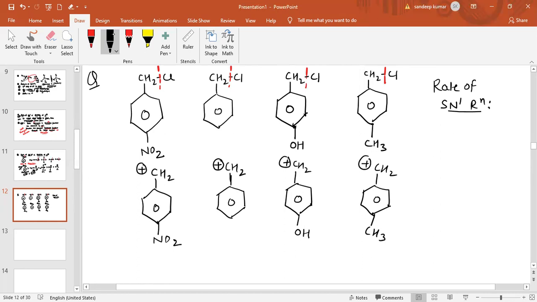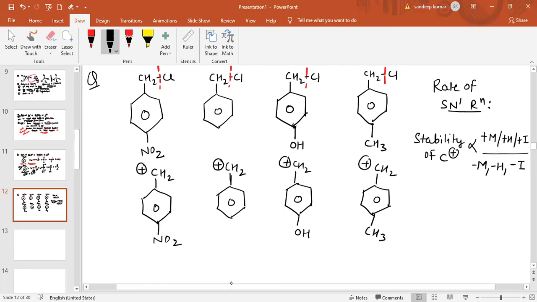Now identify each and every group. We know the stability of carbocation is directly proportional to plus M group, plus H group, and plus I group, while the stability of carbocation is inversely proportional to minus M group, minus H group, and minus I group. Now identify the groups.